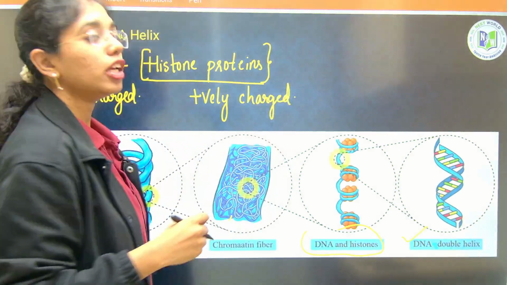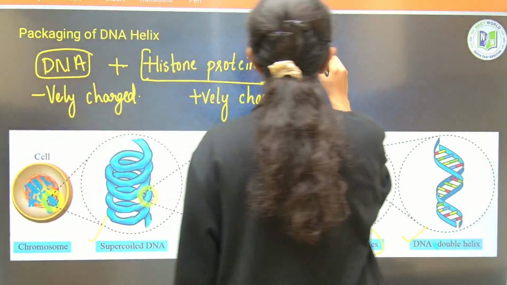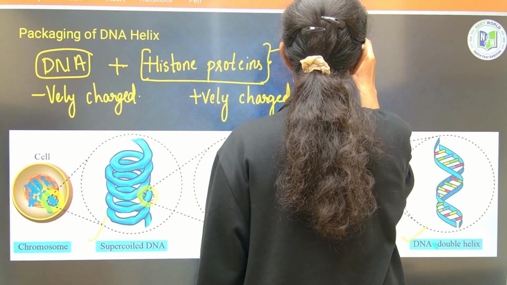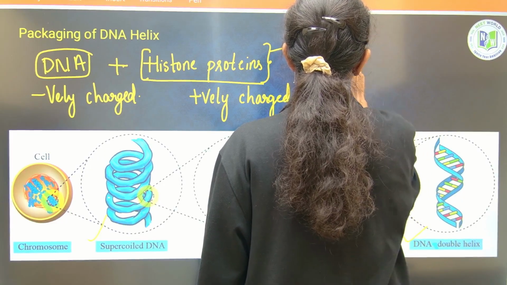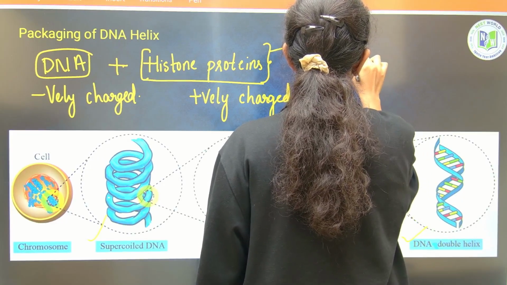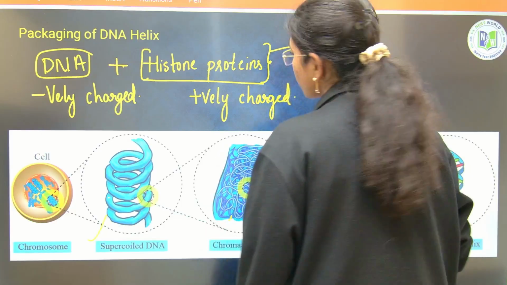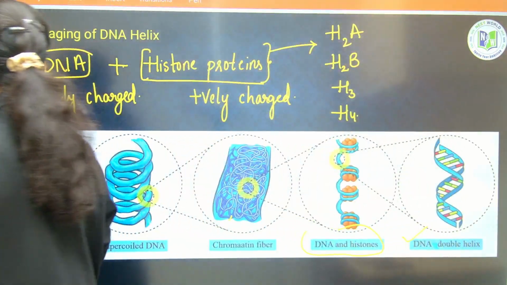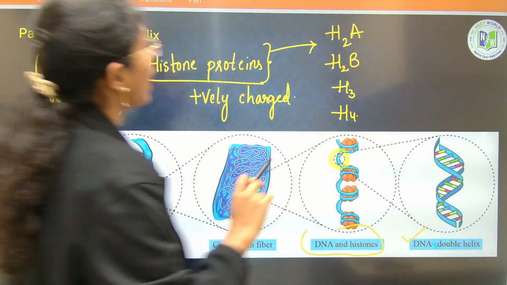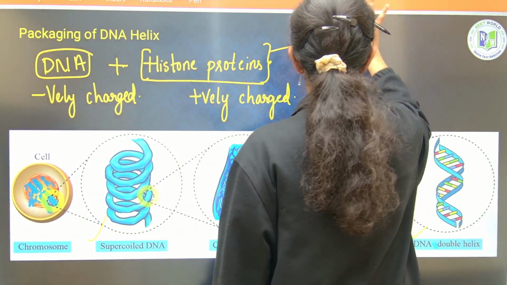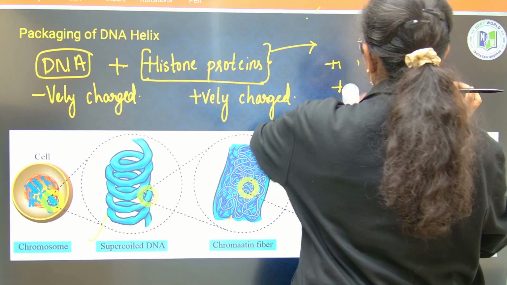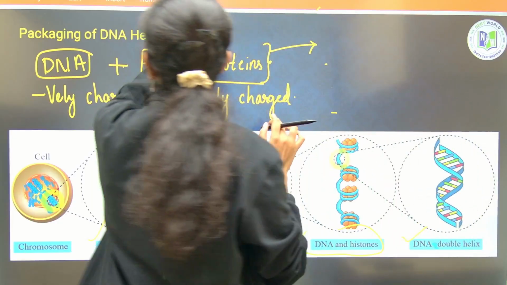Fine, right? And histone proteins are of 4 types: H2A, H2B, H3 and H4. These are the 4 types of histone proteins. They are present in 2 sets. Here in this diagram it will be clear for you.